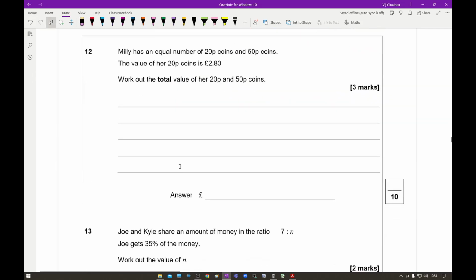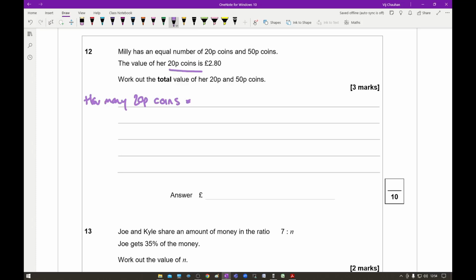Moving on to question 12, it says Millie has an equal number of 20 pence coins and 50 pence coins. The value of her 20 pence coins is £2.80. Work out the total value of her 20 pence and 50 pence coins. So for this, what we need to do first is work out how many 20p coins she has.